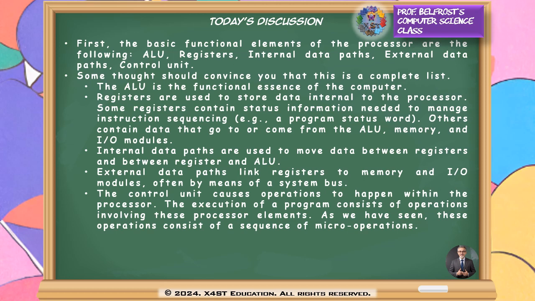Internal data paths are used to move data between registers and between register and ALU. External data paths link registers to memory and I/O modules, often by means of a system bus. And a control unit causes operations to happen within the processor. The execution of a program consists of operations involving these processor elements. As we have seen, these operations consist of a sequence of micro-operations.